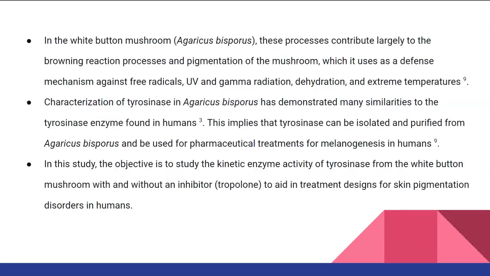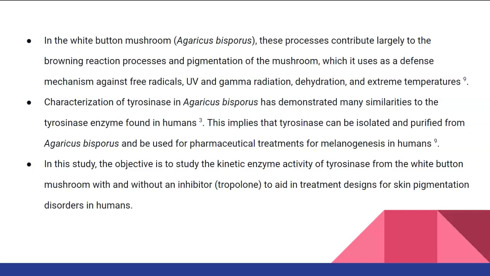In the experiment, the white button mushroom was used, and it is very important to the mushroom that tyrosinase is there as a defense against free radicals, UV rays, gamma radiation, dehydration, and extreme temperatures. So tyrosinase plays a huge role in the white button mushroom.